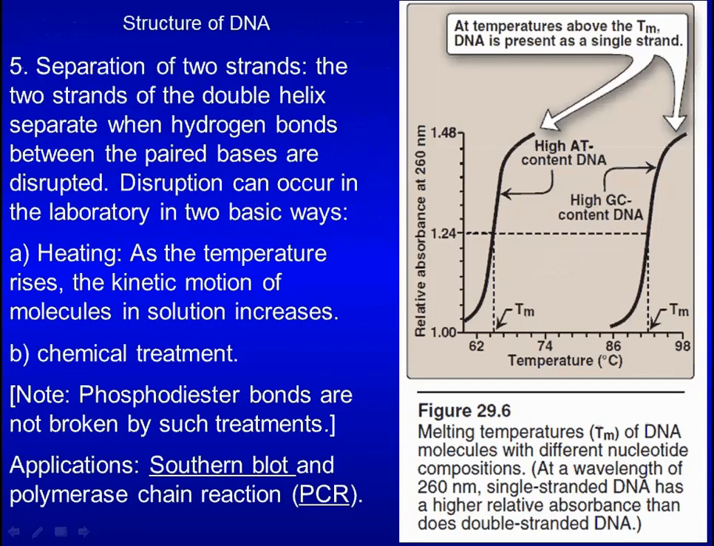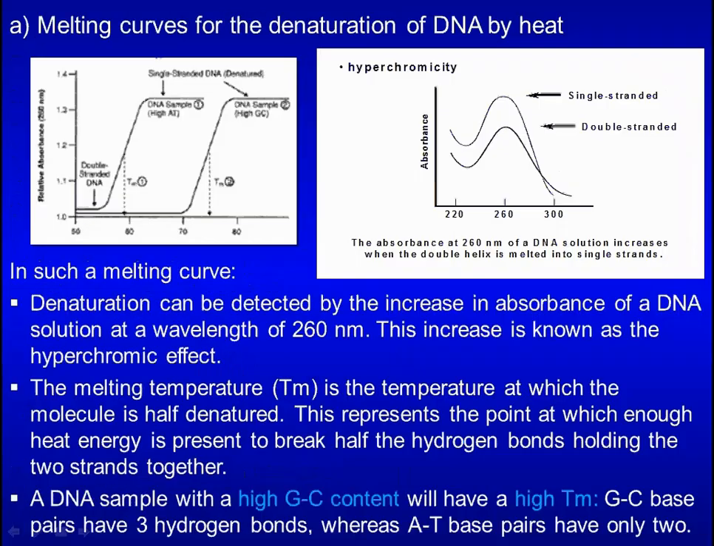Two strands of the double helix can be separated by breaking the hydrogen bonds. In the lab, two common ways to disrupt hydrogen bonds are heating and chemical treatment. For example, in heating, as the temperature rises, the kinetic motion of molecules in solution increases so that the hydrogen bonds are not strong enough to hold. These methods are very useful for Southern blot and PCR.